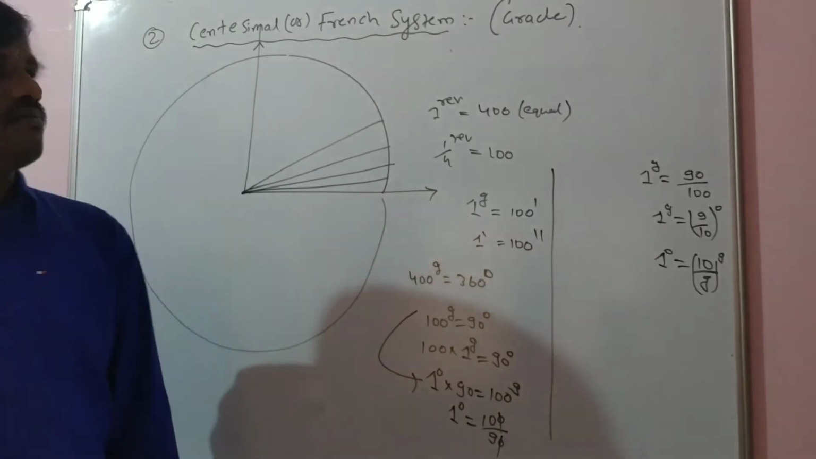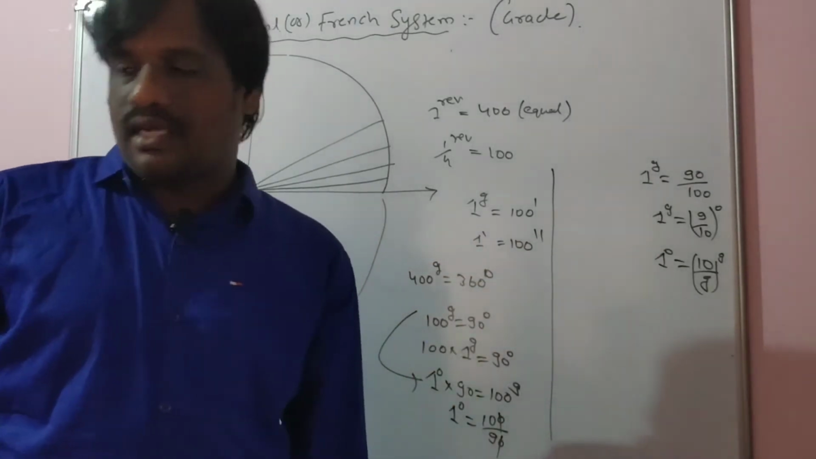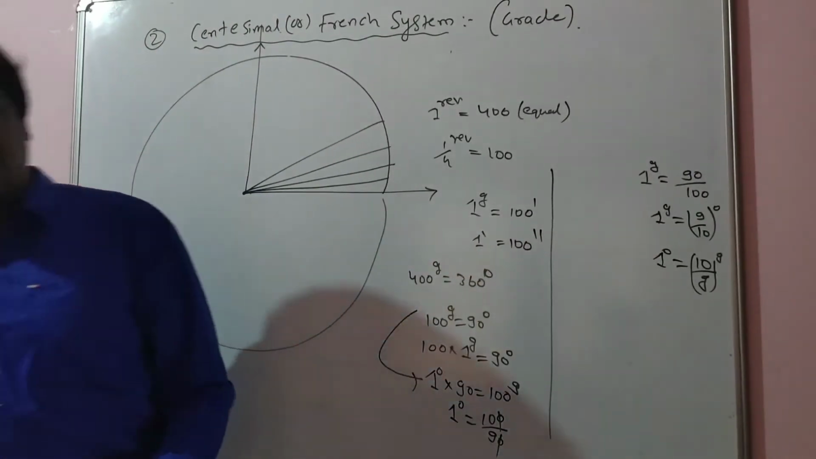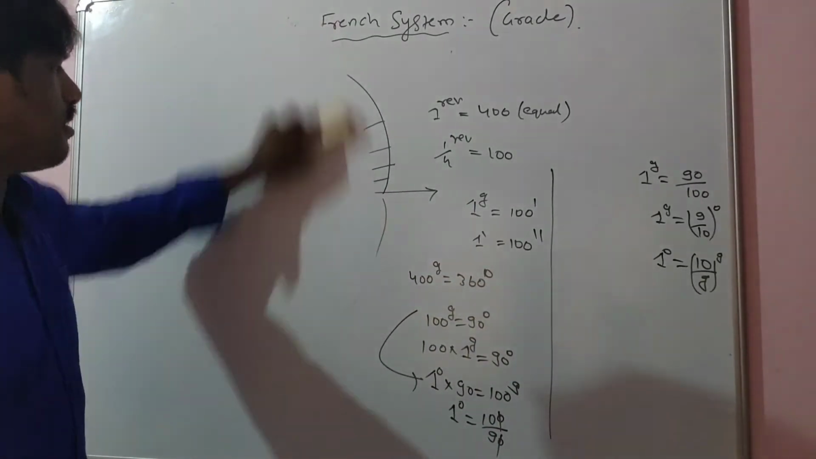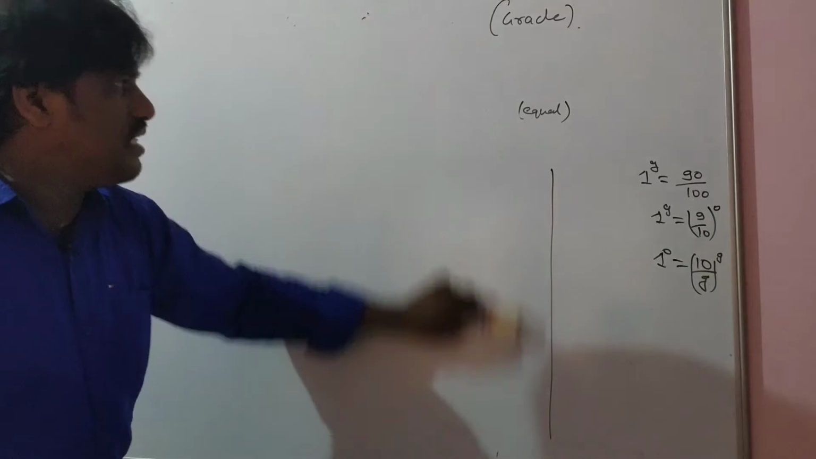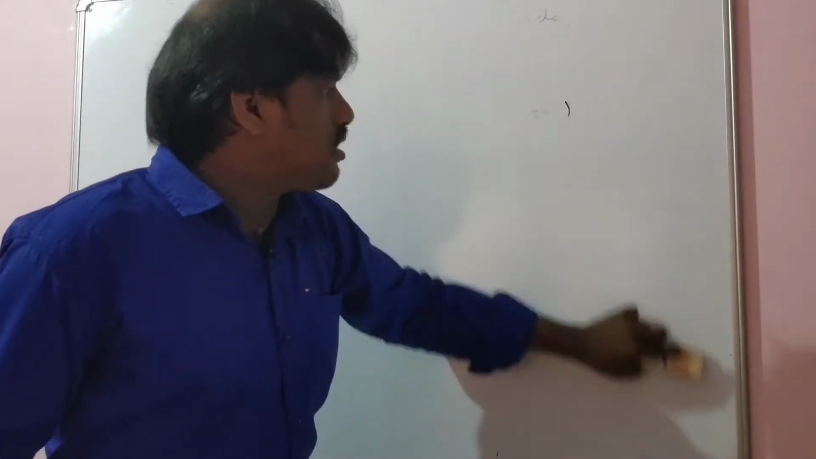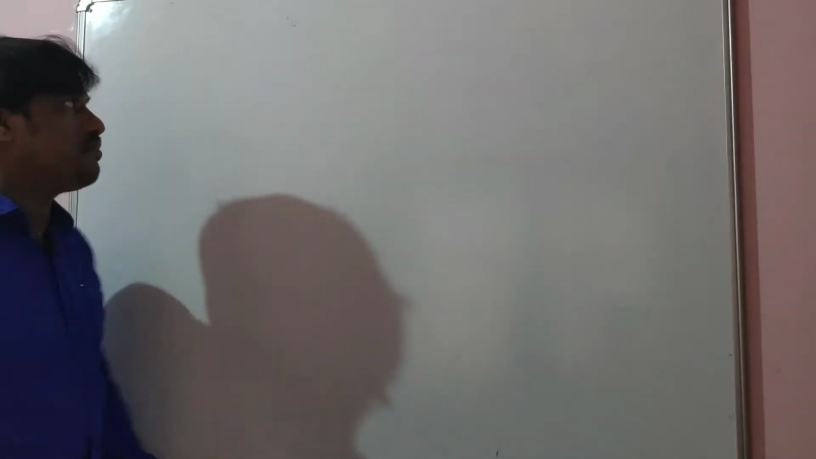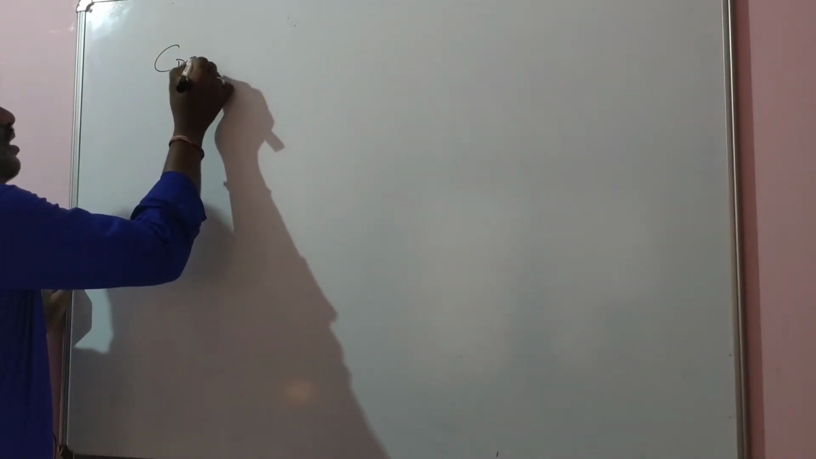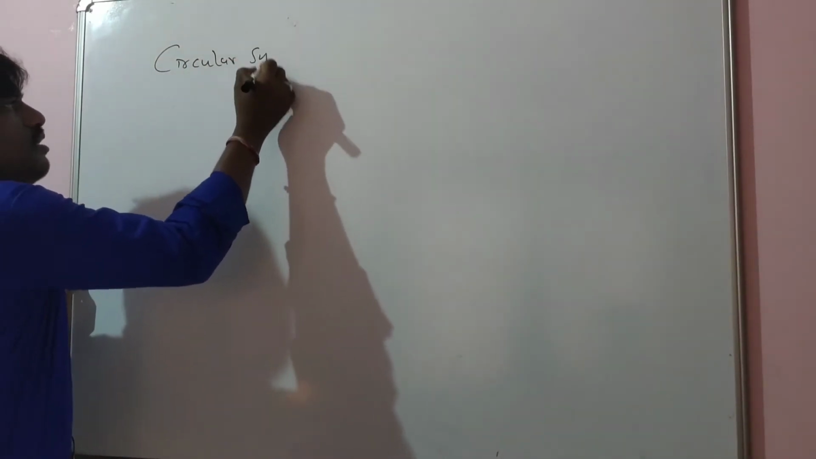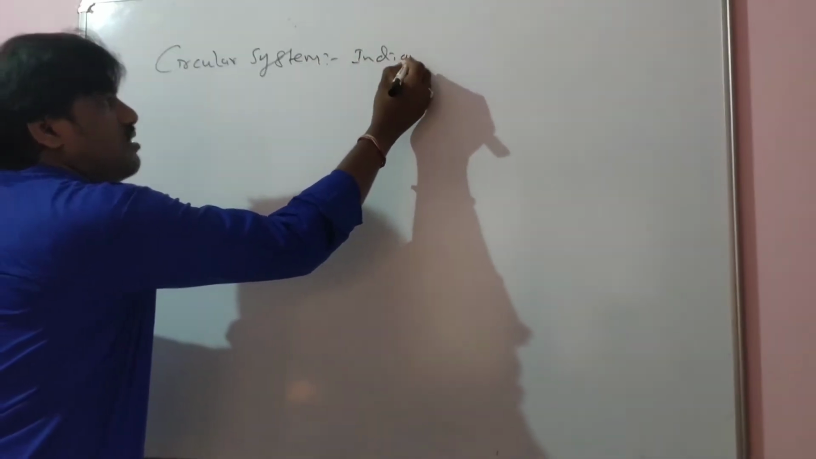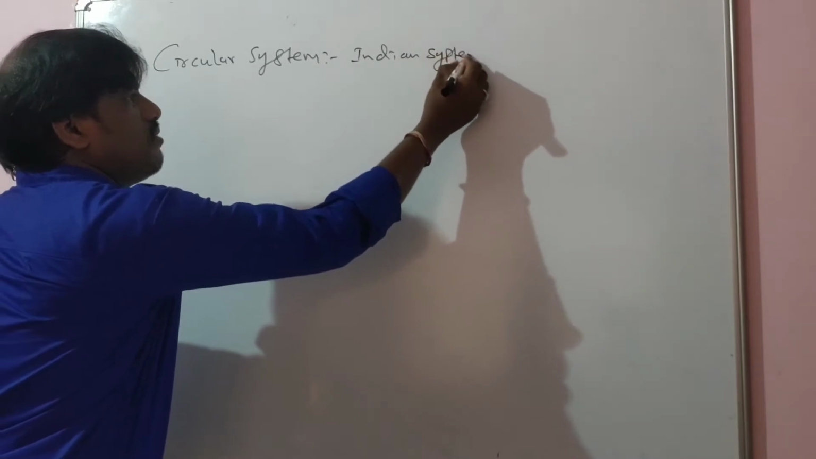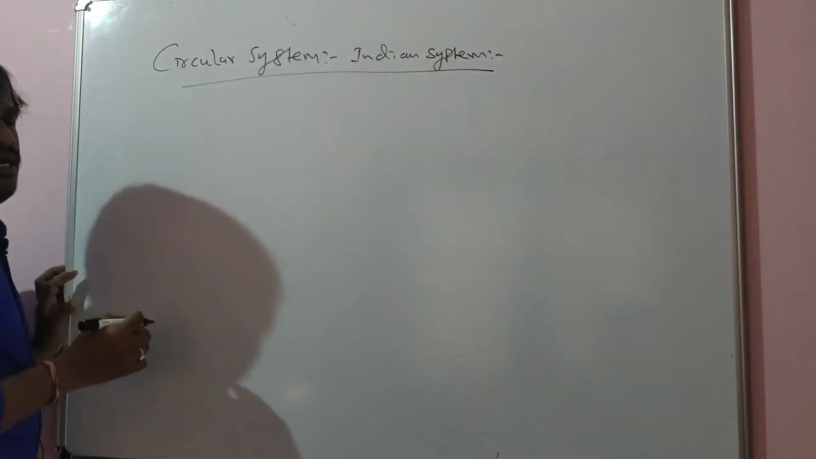The next system is called the circular system, also called the Indian system. Let us learn about the Indian system, that is the circular system. In this system, I'll tell you how the angle is measured.